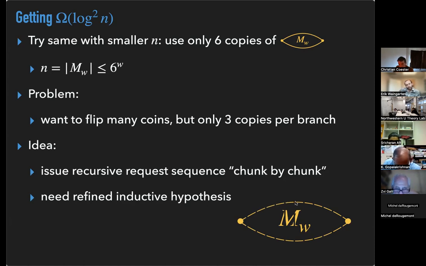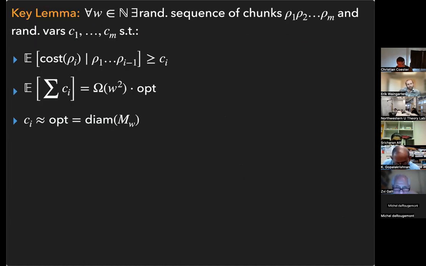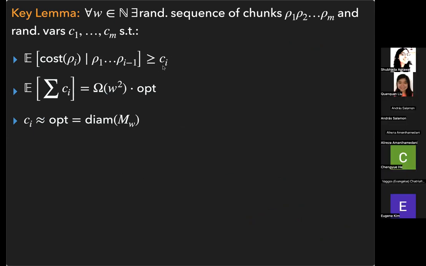that gives us lower bounds on each chunk of the request sequence, that allows us to break the request sequence into smaller pieces. So the key lemma that we are proving in the paper, I will not prove it here, but I will state it, is that for every W, there exists a random request sequence of chunks. By chunk, I just mean a smaller request sequence. So there's a sequence of sequences, and each Ri is such a subsequence. And there are random variables Ci, such that the cost of the online algorithm on this chunk Ri, conditioned on what the earlier chunks were, is at least this Ci.